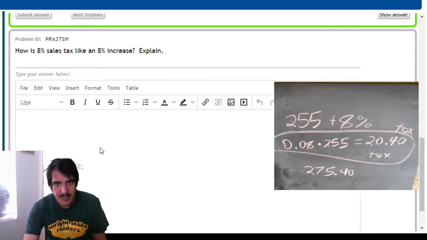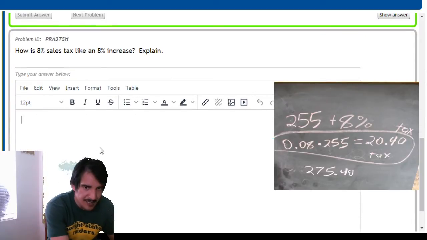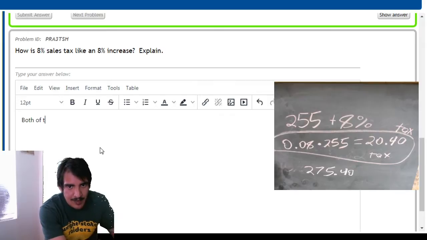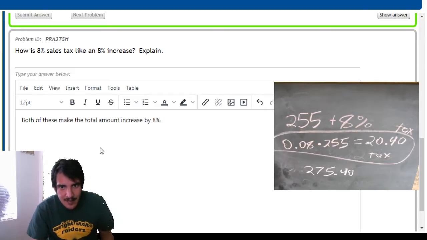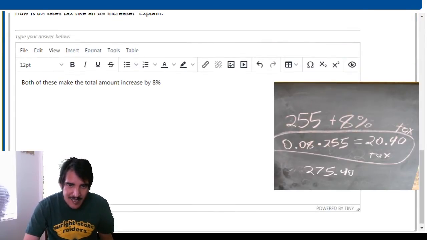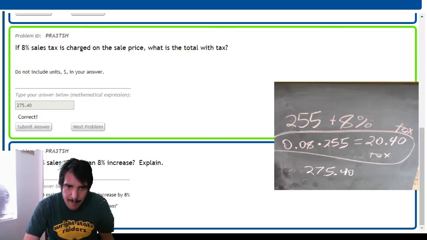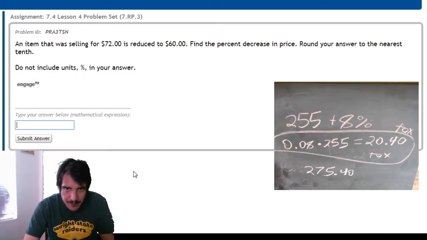How is an 8% sales tax like an 8% increase? Both of these make the total amount increase by 8%. One of them just has to do with money. So they both increase the amount 8%.